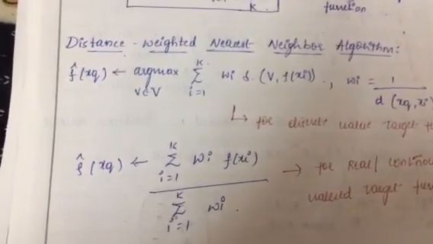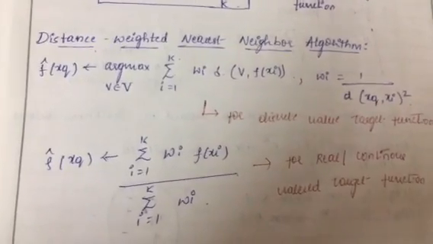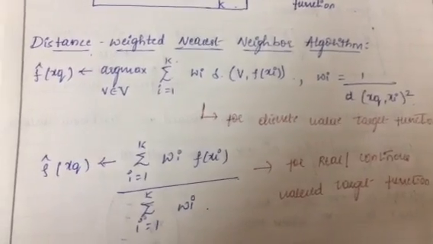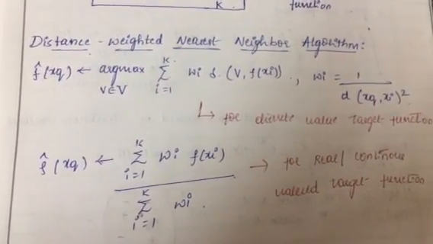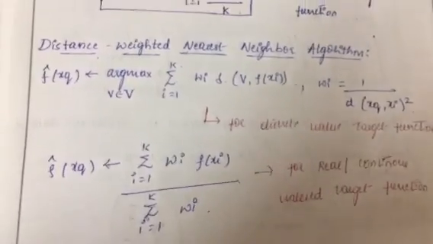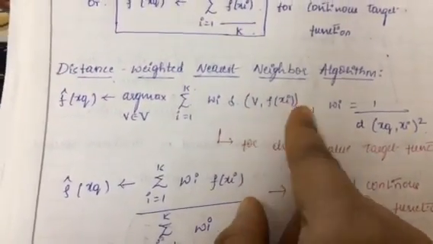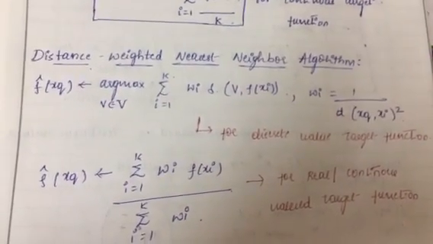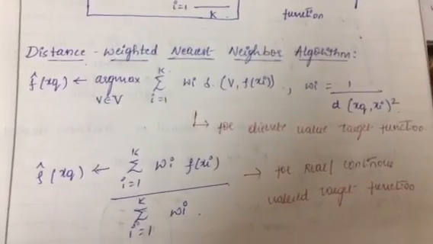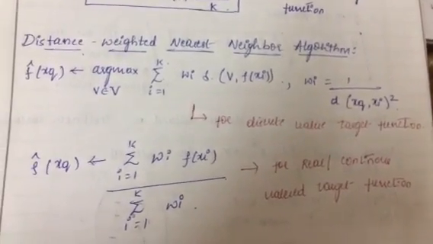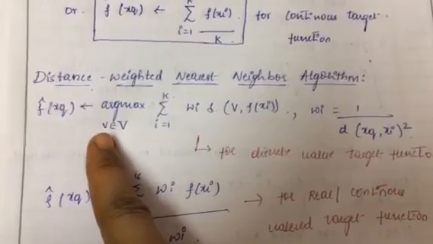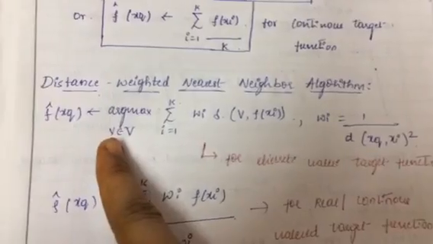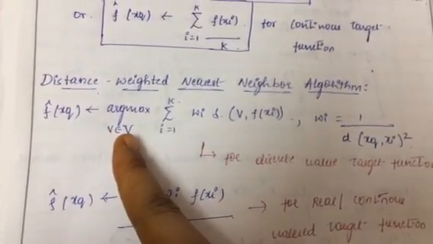We know that f cap is a function of xq, where xq is the query point. Arg max indicates the argument that gives the maximum value. Since we have considered a discrete valued target function, v indicates a finite set. So v is each data point belonging to a set, or each instance present in a training example.